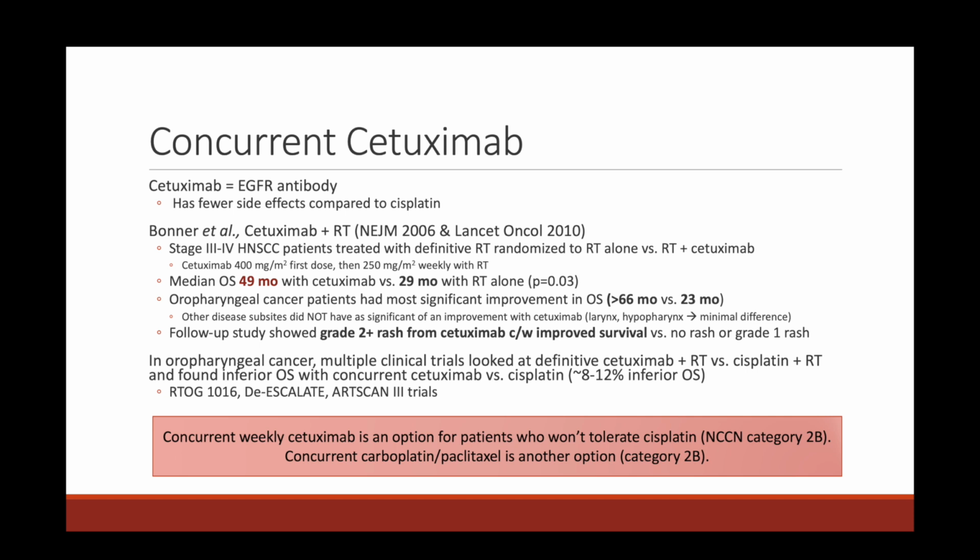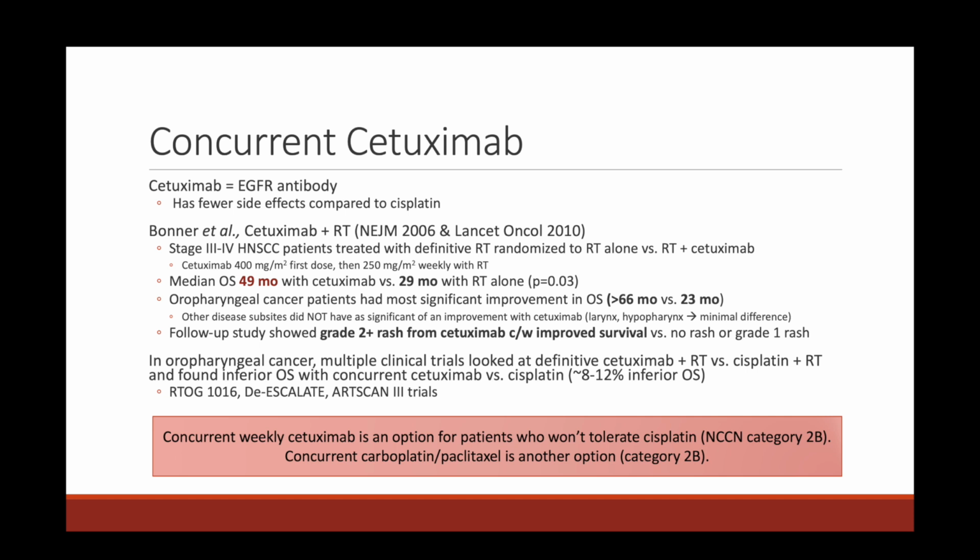After this trial, there were multiple trials specifically in oropharyngeal cancer, because remember, that is where cetuximab had the most benefit. There were multiple clinical trials that looked at definitive cetuximab plus radiation versus cisplatin plus radiation, with the idea that cetuximab might have less side effects compared to concurrent cisplatin. These studies actually found that there was worse overall survival with concurrent cetuximab versus concurrent cisplatin. So the survival was about 8 to 12% worse when there was concurrent cetuximab.